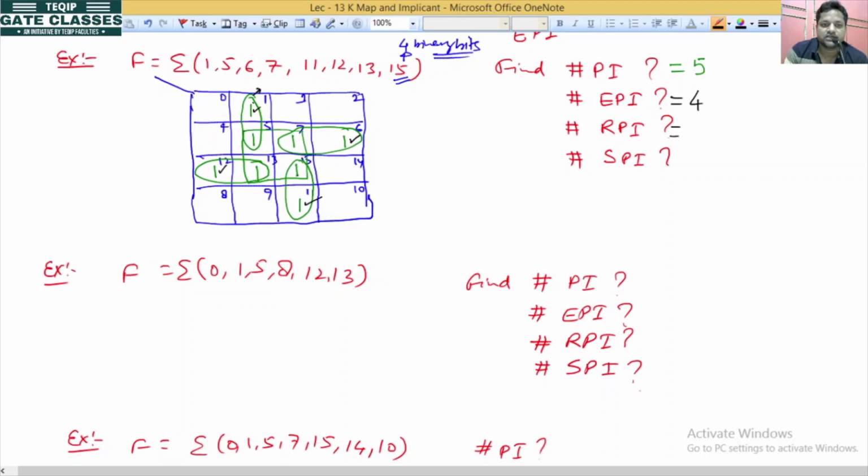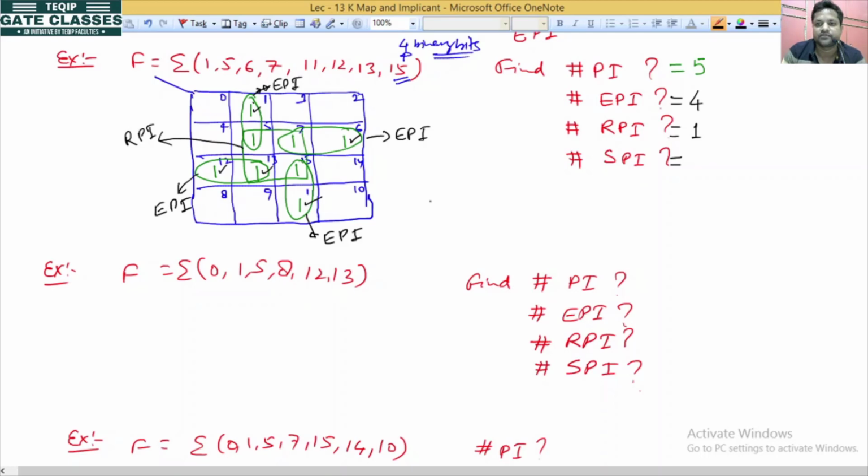This one is also covered by EPI, yes. This one is also covered by EPI, yes. This one is also covered by EPI, yes. So all 4 ones are covered by EPI. That's why this quad is RPI, and these pairs are EPI. We know that this pair is EPI, and this is also EPI. So 1 RPI is there.